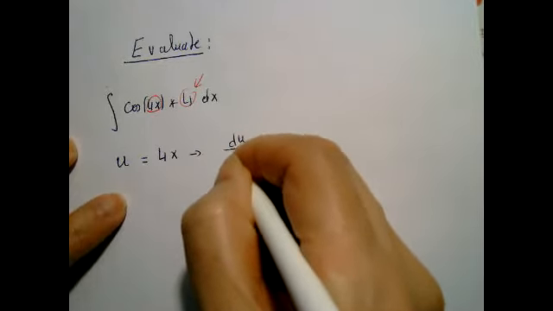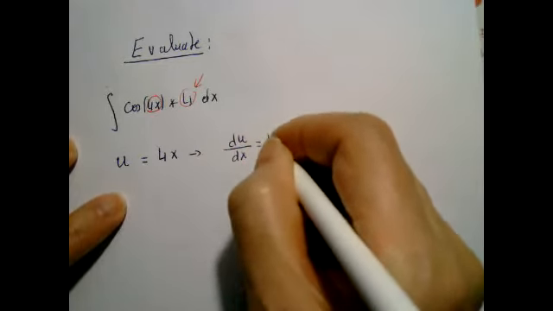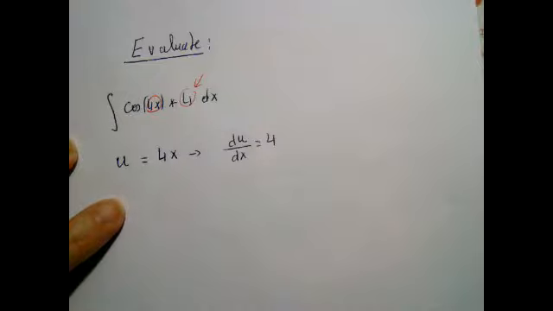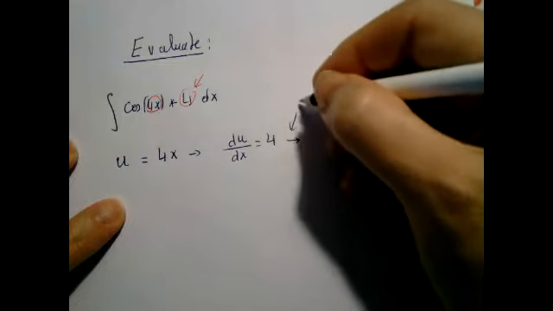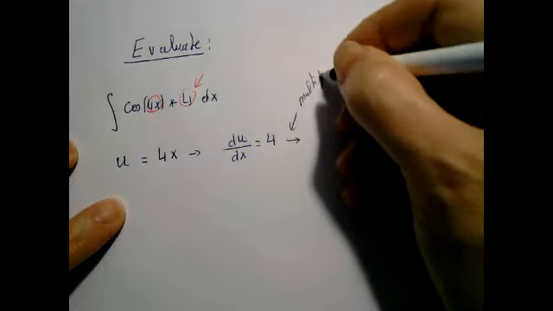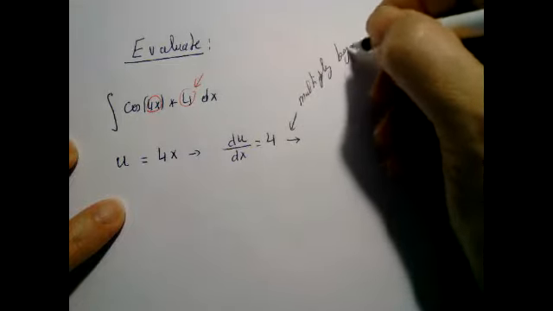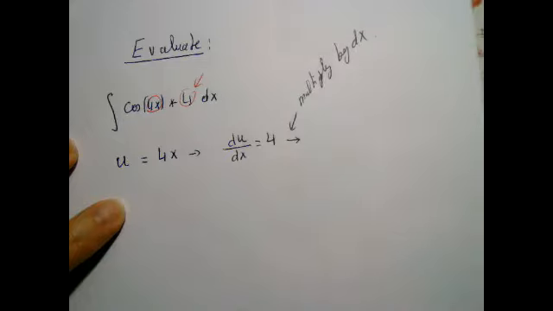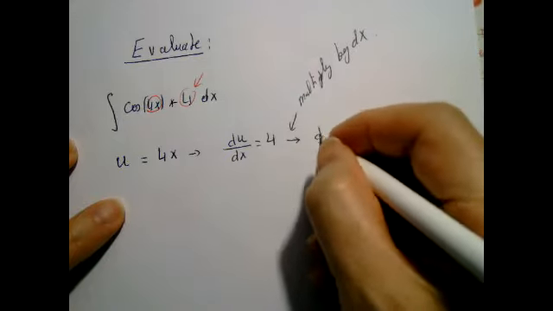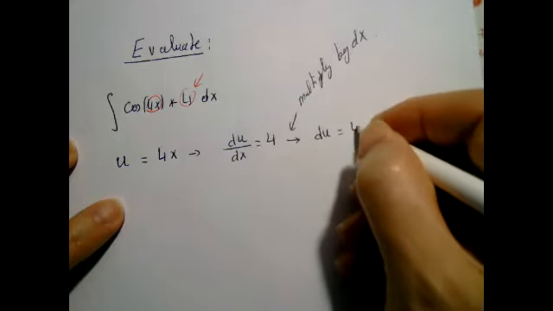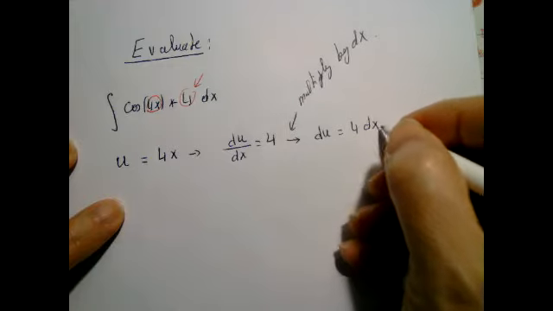Remember, this is a function, the derivative with respect to x is equal to 4. Okay. Now we multiply by dx formally, and I will get du is 4 dx.